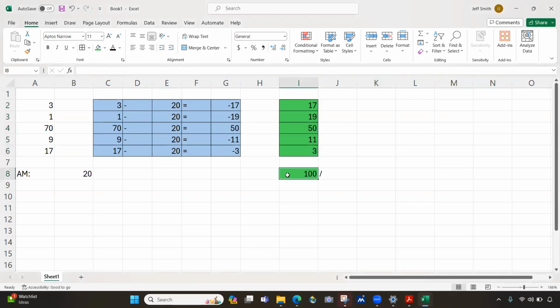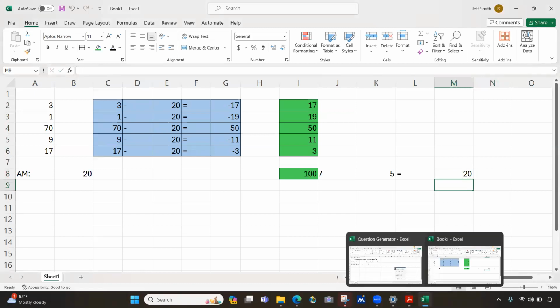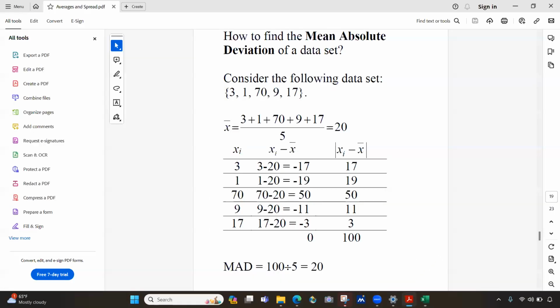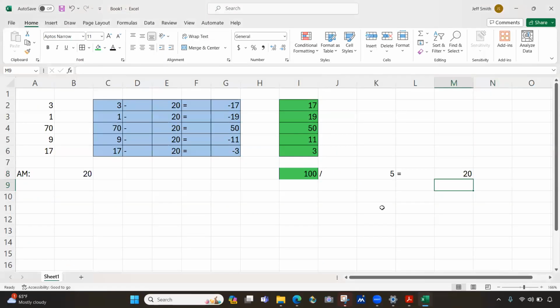Then I'll find the sum and I'll divide the answer by 5, if I have 5 data points. And that's going to be my mean absolute deviation. The abbreviation is kind of funny: MAD. It's going to be 20. Let me go back and check my answer just to make sure I didn't mess up. Yeah, it's 20.